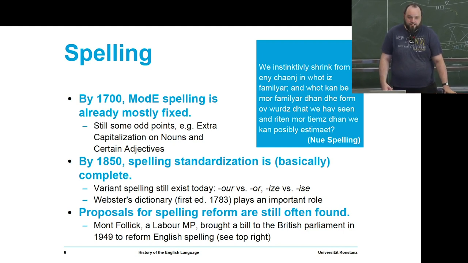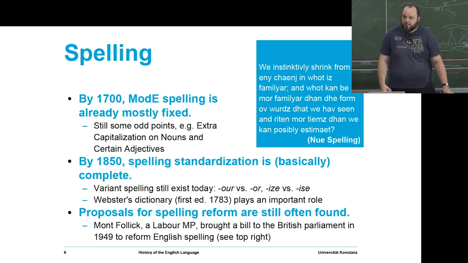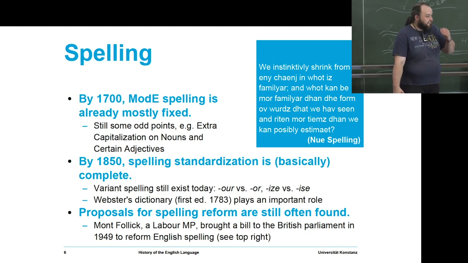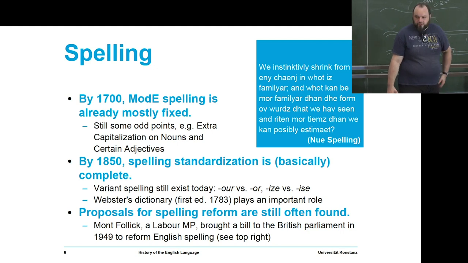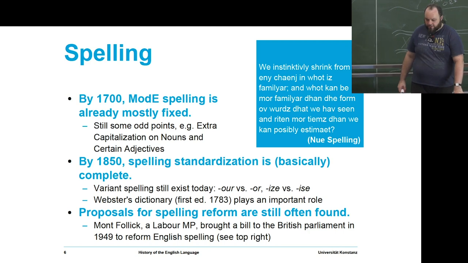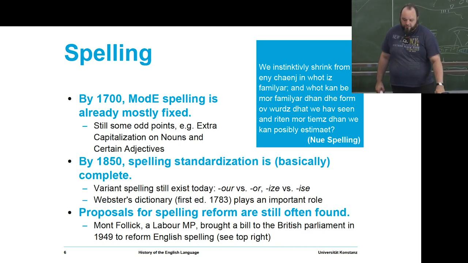There are still some things that are unusual from a modern perspective. So the capitalization of nouns and adjectives wasn't completely fixed by this point. The modern convention, obviously, is to capitalize proper names and to capitalize at the beginning of the sentence, but basically not to capitalize anything else. And of course, in these earlier texts, we see different things. So we see all kinds of things.